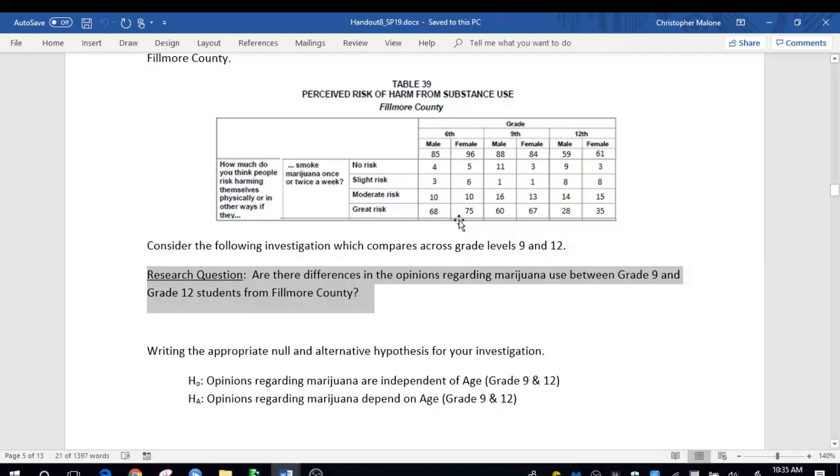One thing that I'm going to do here is just add across the two genders. So my data, for example, for 9th grade is going to be the 11 and the 3, so I'll have a total of 14 there. If we look at the moderate risk, I'll have a total of 29. For the great risk, 127. So I'm not going to worry about differences between males and females here. I'll just sum across both males and females. I'll do that for 9th grade, and then I'll also do that for 12th grade.